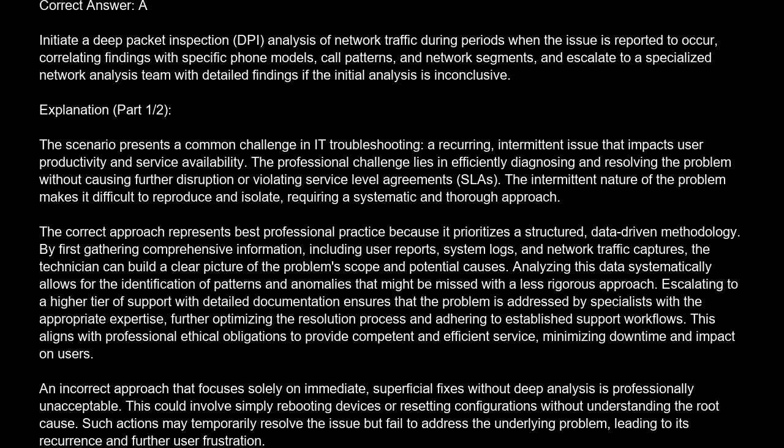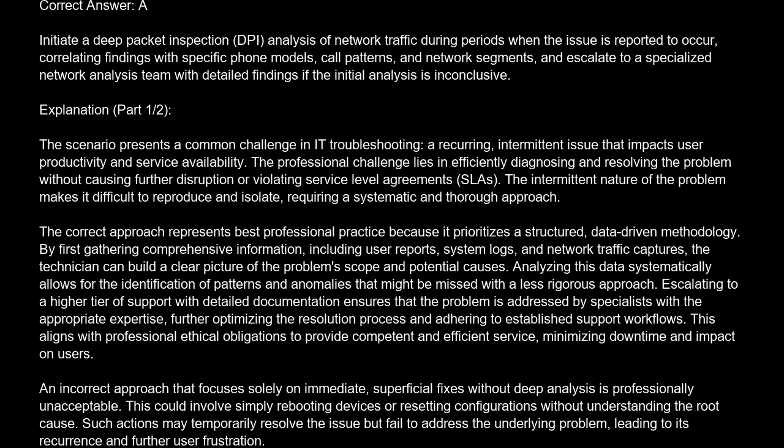The correct approach represents best professional practice because it prioritizes a structured, data-driven methodology. By first gathering comprehensive information, including user reports, system logs, and network traffic captures, the technician can build a clear picture of the problem's scope and potential causes.